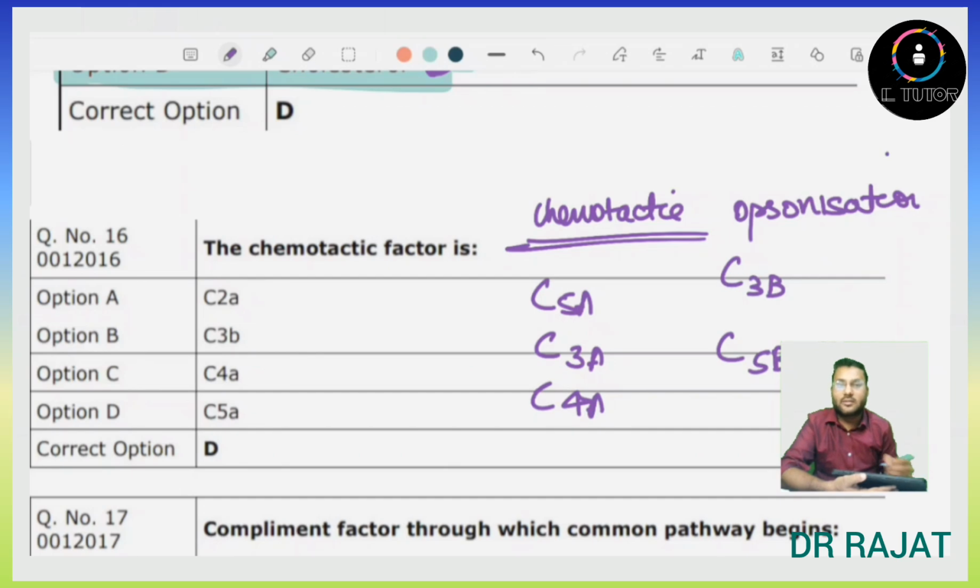So C2A is not a chemotactic factor. C3B is an opsonization factor. C4A is a chemotactic factor, but C5A among them is the best one. So the chemotactic factor is C5A, option number D. So this is most important in chemotaxis, and C3B is most important in opsonization.